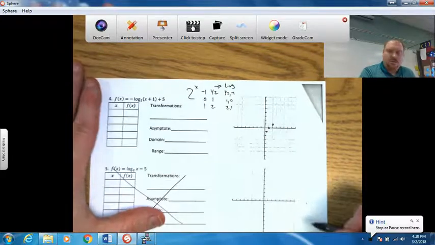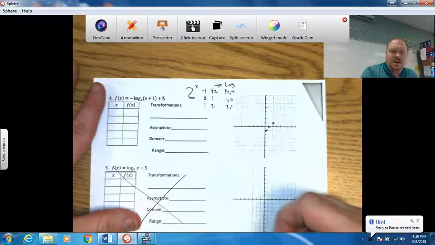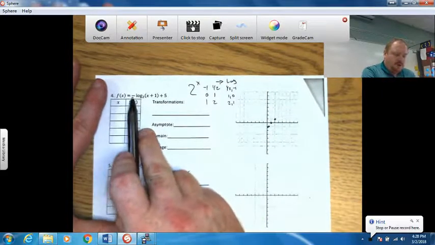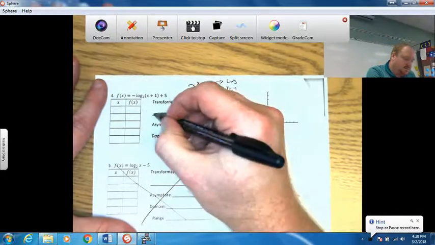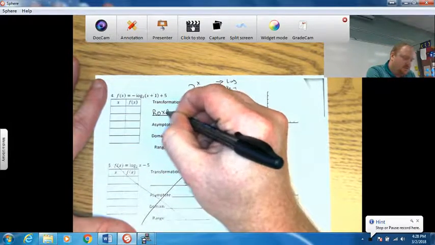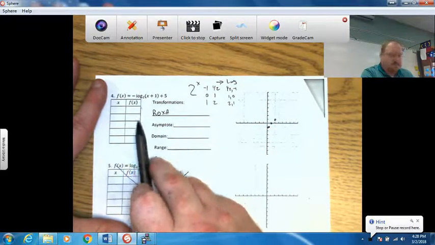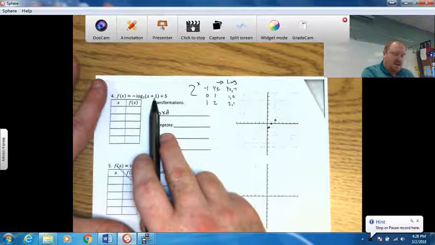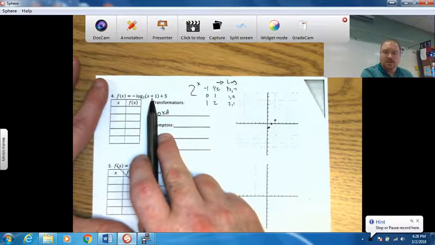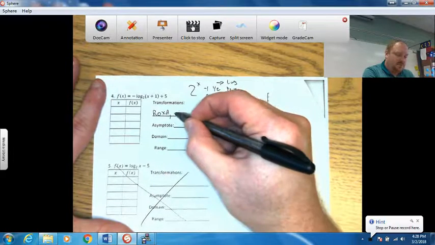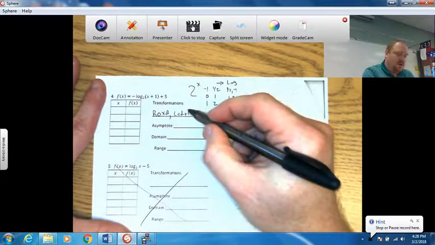So those are the parent points. Try to make this a little bit darker for you. Now, going left to right, there's a negative sign in front. That means I'm going to reflect over the x-axis. If it had been inside, it would have been over the y-axis. Because this -1 is in parentheses with x, that is a horizontal shift, so that is left 1. And the +5 tells me to go up 5.